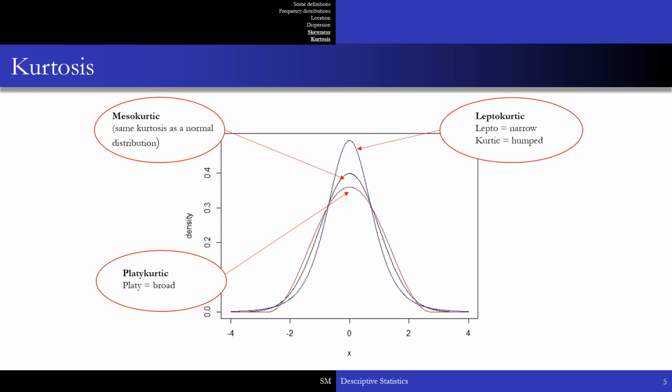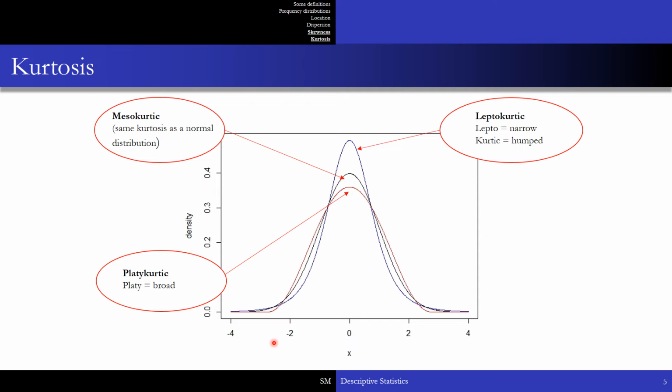Let's define some terminology to denote different types of symmetrical distribution. First of all, we have the mesokurtic distribution. That's the distribution described by the black line here, somewhat sitting in the middle of the other two symmetrical distributions. This has the same kurtosis as a normal distribution.